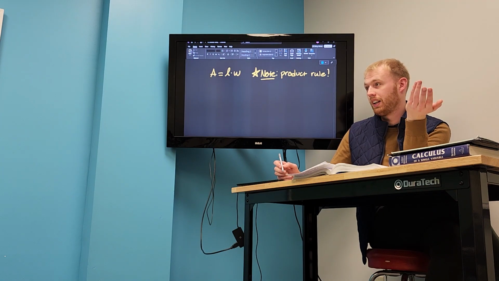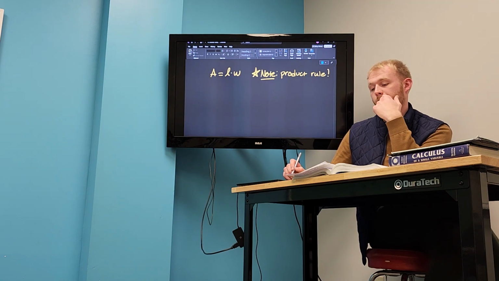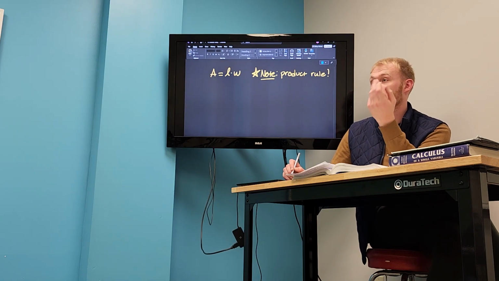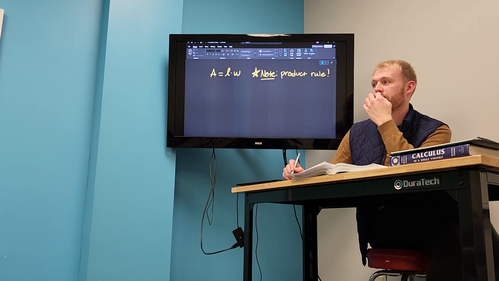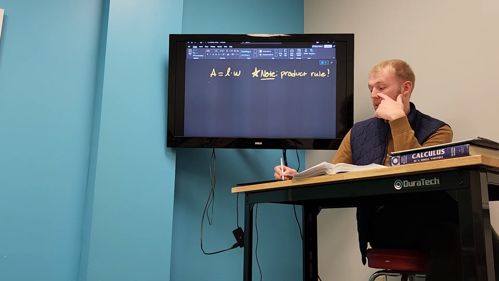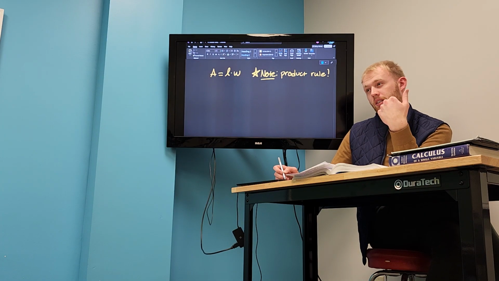A variable to the first power. The variable. Be right. 1. Like what's the derivative of x? 1. Yeah. So it's just the 1. So when we do implicit differentiation, how do we write that? Just a 1.